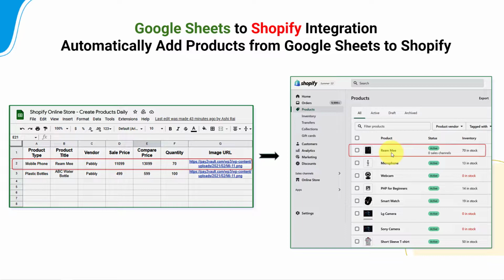Well, what if I tell you that you can automate this whole scenario? Yes, whenever you add the new product details in your Google Sheet, the same product will be added automatically in your Shopify store as well. Interesting, right? Let me even show you this automation example live.